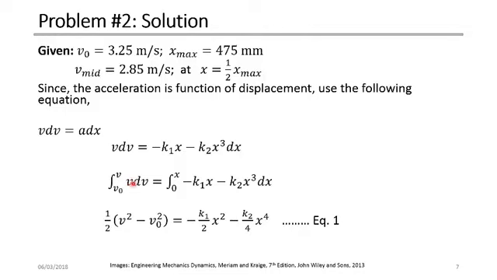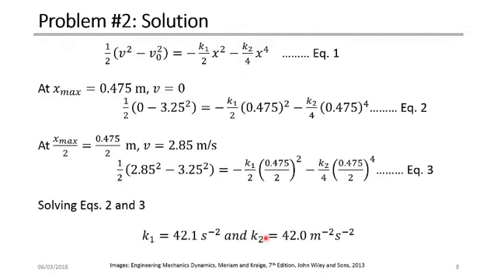So the integration of v is v squared divided by 2. When we plug in the limits of the integration here, we have on the left hand side 1 half v squared minus v0 squared. On the right hand side, we can integrate this part. The integration of x is x squared divided by 2, so we have here negative k1 divided by 2 multiplied by x squared. And the integration of x cubed is x to the power 4 divided by 4. So we have here minus k2 divided by 4 multiplied by x to the power 4. And this is our equation number 1. So again, we are just repeating equation number 1 here.